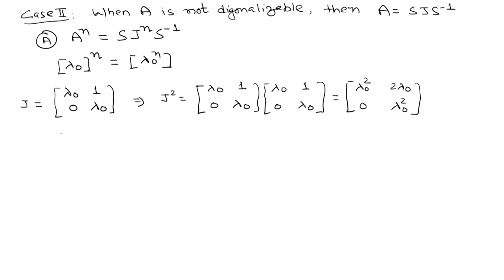If I calculate J raised to power 3, it will be J square into J. So, I have to multiply again this matrix into this matrix. This becomes [lambda 0 cube, 3 lambda 0 square; 0, lambda 0 raised to power 3]. So, this is about 2 by 2 matrices. Similarly, we can obtain it for 3 by 3 Jordan blocks or Jordan blocks of any size.